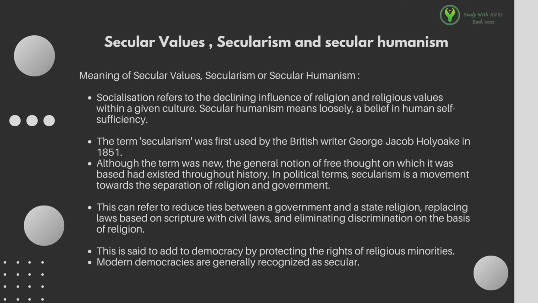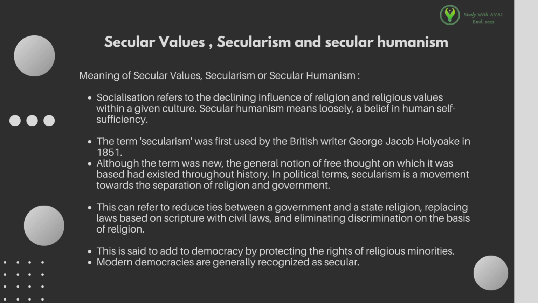The term secularism was first used by the British writer George Jacob Holyoake in 1851. Although the term was new, the general notion of free thought on which it was based had existed throughout history. In political terms, secularism is a movement towards the separation of religion and government. This can refer to reduced ties between a government and a state religion, replacing laws based on scripture with civil laws, and eliminating discrimination on the basis of religion. This is said to add to democracy by protecting the rights of religious minorities.